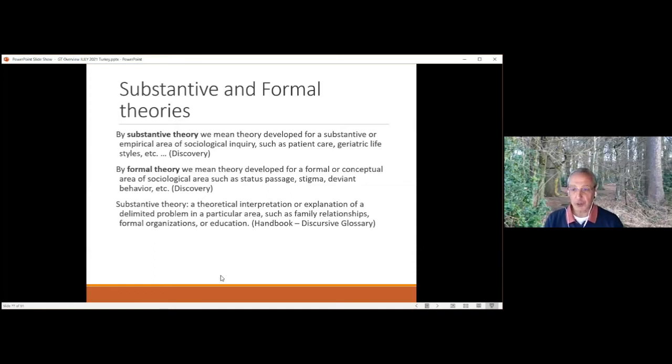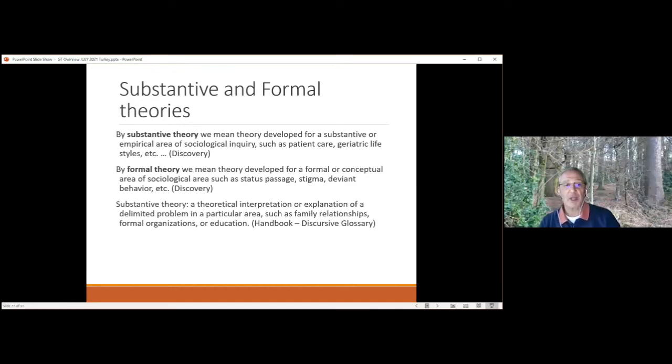And just a few points to close, and then I hope we'll have some time for questions. They talk about substantive and formal theories. A substantive theory is a theory based in the area where you've done the research. So time for dying is about the fact that people come into hospital settings and they go through a sequence of stages: they come in, we treat you, you're not going to get better, we're going to try and deal with your pain, et cetera. And a formal theory is at a higher level.